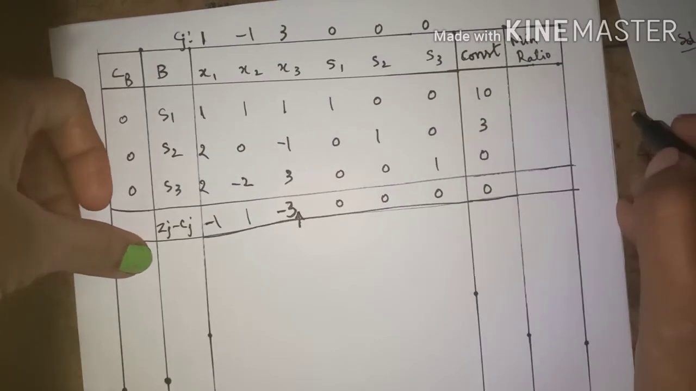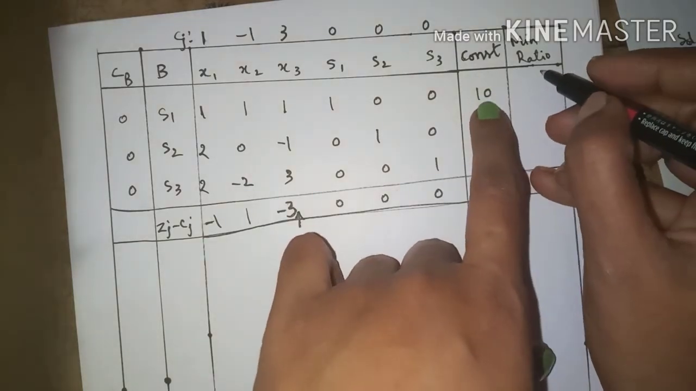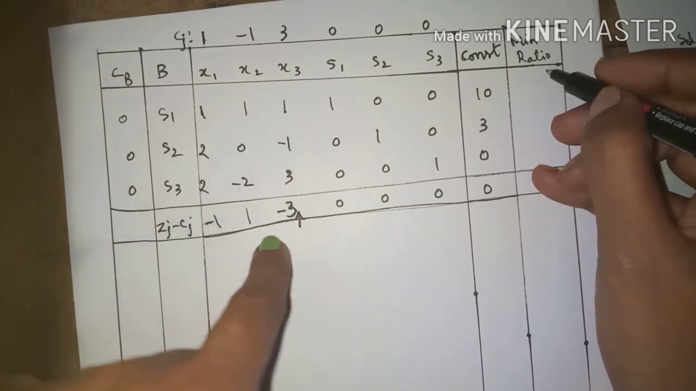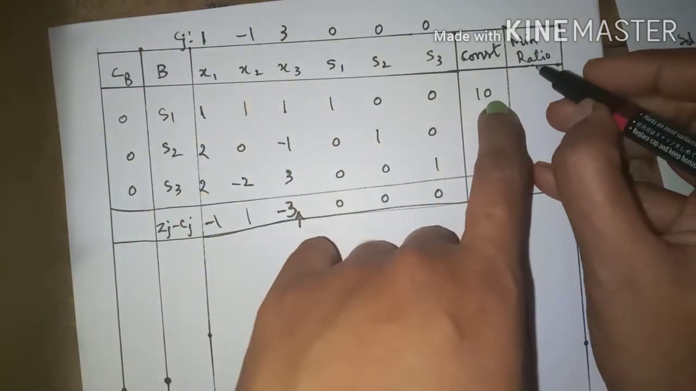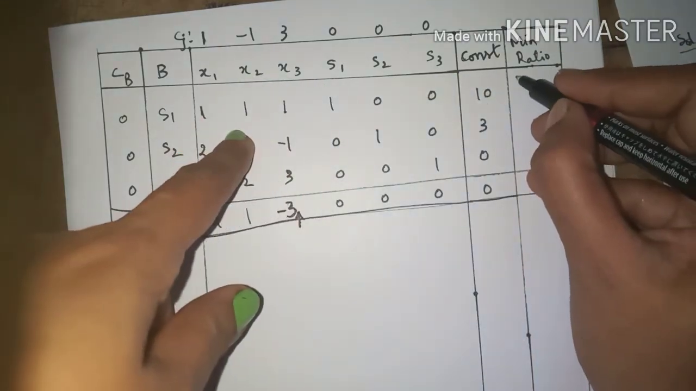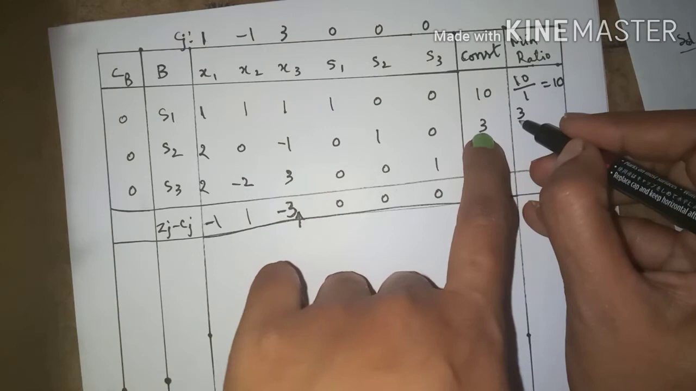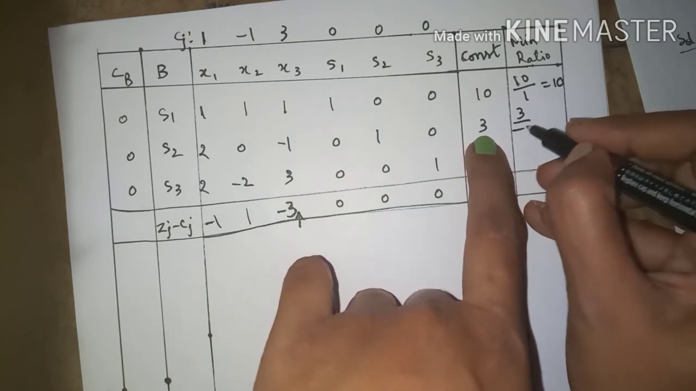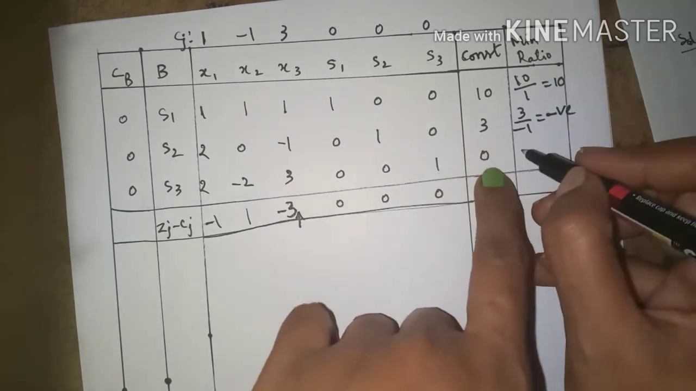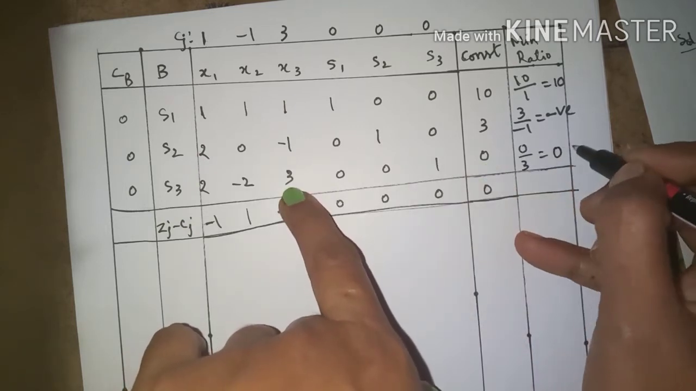Now coming to the minimum ratio. How to calculate the minimum ratio? This constant divided by this chosen column. Whatever column we have chosen, the x3 column. Now the minimum ratio is this constant value divided by the chosen column value. 10 by 1 is equal to 10. Now here this constant 3 by minus 1 is equal to negative, whatever value you have got, negative. Now here 0 by 3 is obviously 0.